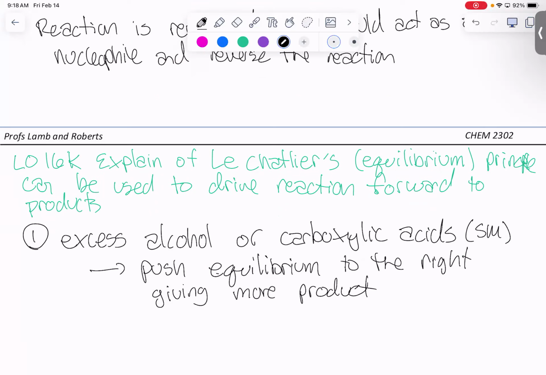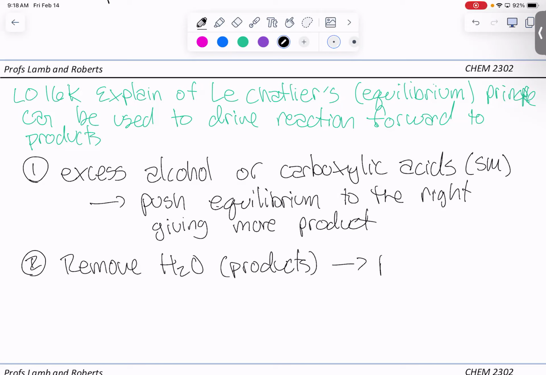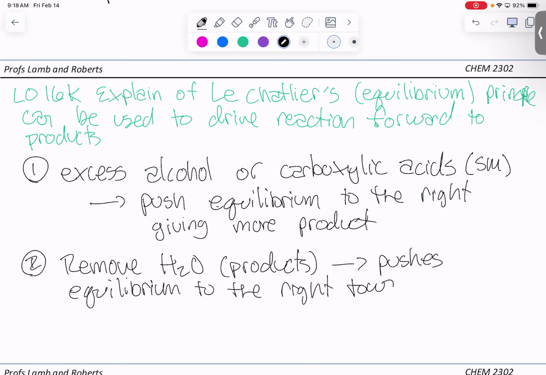All right. The other thing that we can do, number 2, is we can remove the water. So remove the products essentially. And this also pushes equilibrium to the right, towards the products. All right, so it's quite easy actually to remove water.